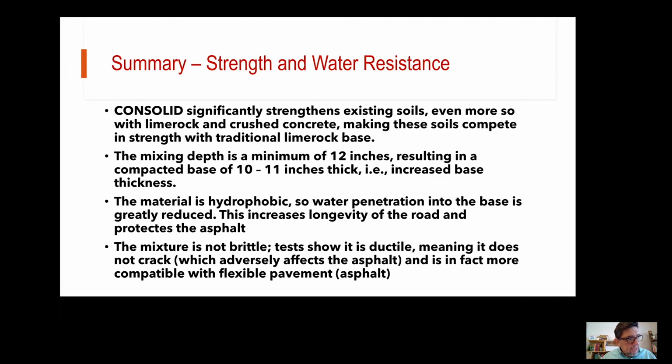So in summary, Consolid is a cost-effective method of stabilizing roads. It's been used around the world and now demonstrated 3 times successfully in Florida, and is planned to be demonstrated again by the DOT in one of their projects in fiscal year 2022. It provides a thick, strong, water-resistant layer on which to drive or lay your asphalt down and then drive.